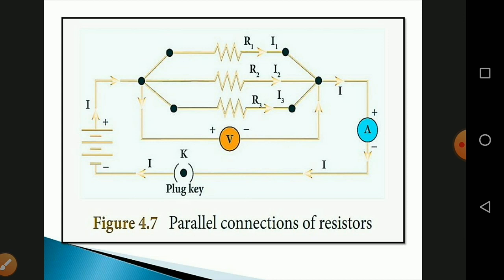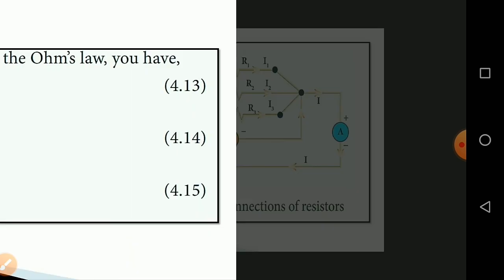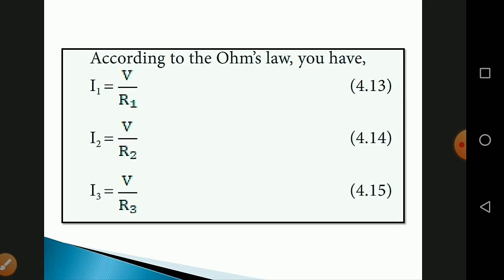So according to Ohm's law, I is equal to V by R. That means I1 is equal to V divided by R1, I2 is equal to V divided by R2 and I3 is equal to V divided by R3.